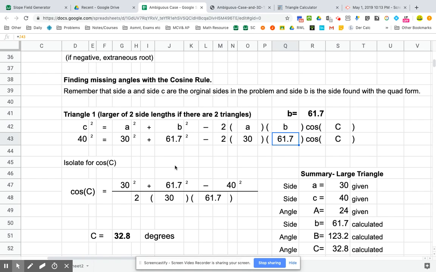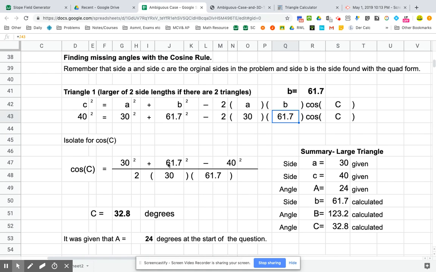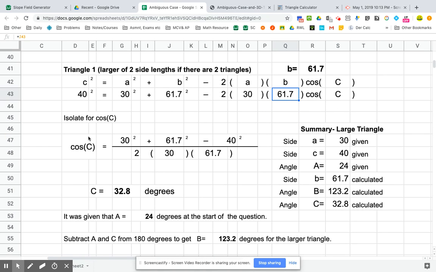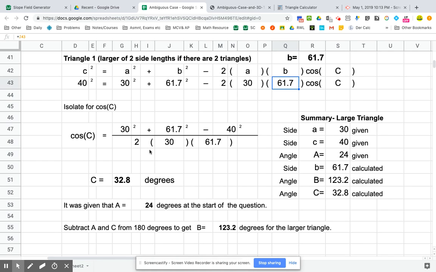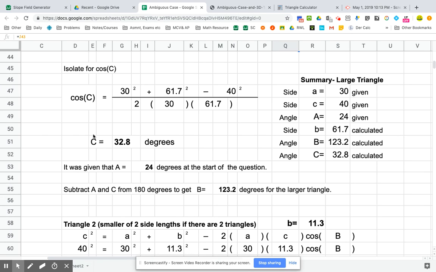So just like we did a few days ago, we went through some algebra and we isolated for cos C like this, and then we evaluate that and apply cos inverse to this formula right here. I'm not showing some of those steps, but I think you know how to do that. C works out to 32.8 degrees. And so C is 32.8 degrees.